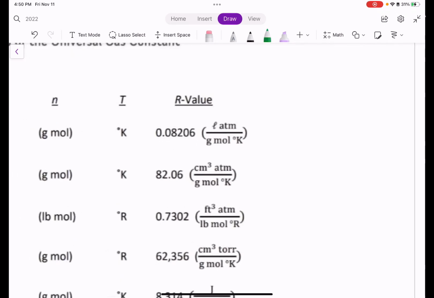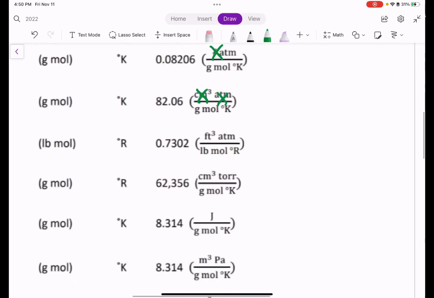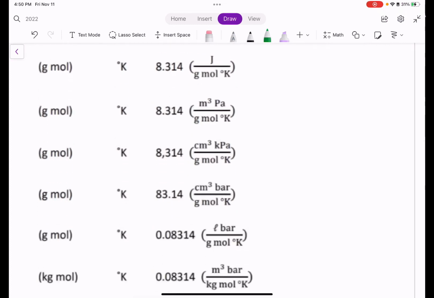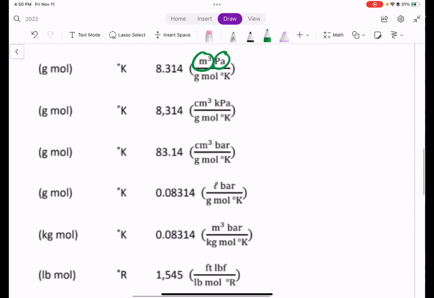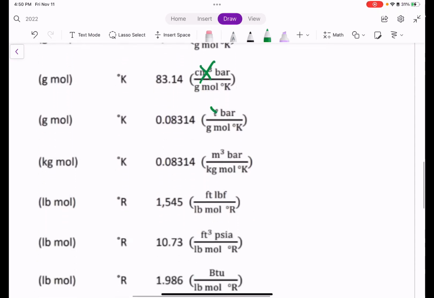So we're not going to use the first one because it has liters. Second one, centimeters cubed in atmospheres. That seems horrible. Feet cubed, centimeters cubed with torr. Also horrible. This one has meters cubed. That's good. However, our pressure is not in pascals in our problem. It's in bar, and I think we can do better than that. So we're not going to use this one. This one, none match. Centimeters cubed, liters.